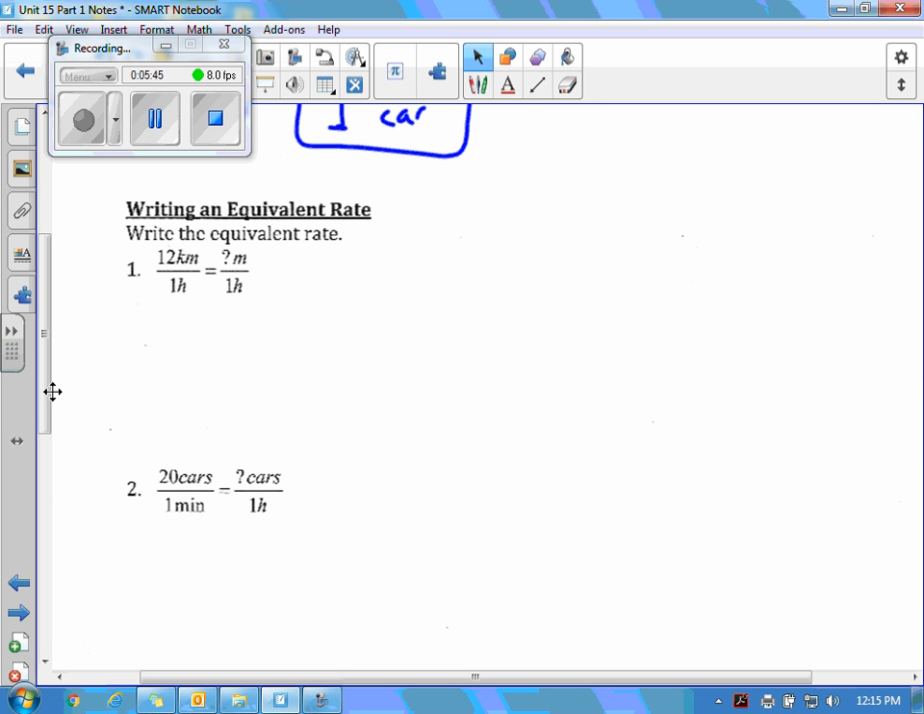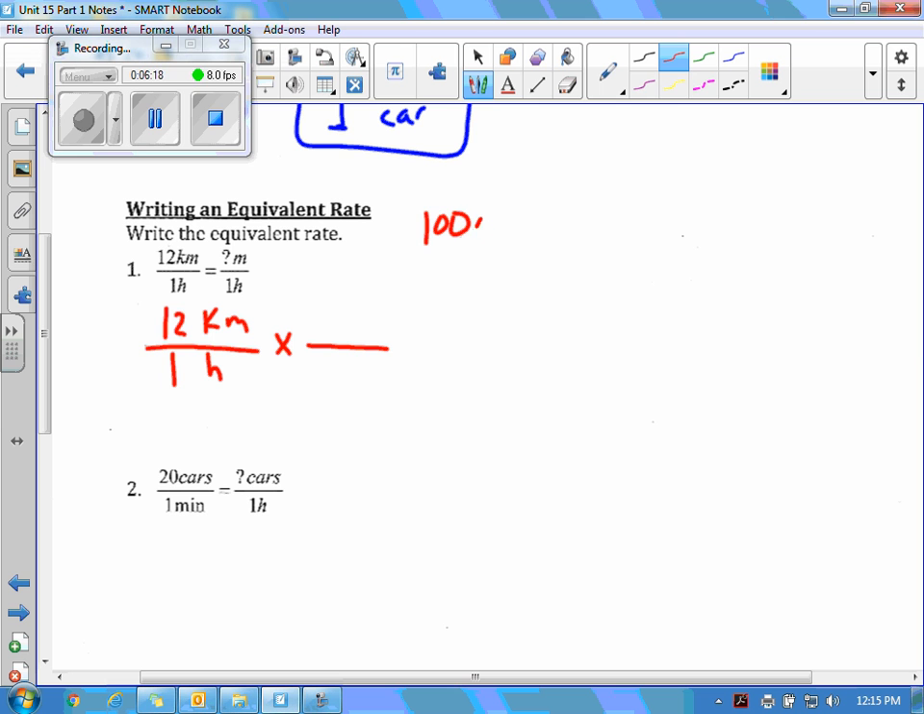Okay? So our first problem says 12 kilometers to 1 hour is equal to how many meters per 1 hour? Again, I know that you can probably figure this out pretty quickly, but please use the method that I showed you. So first thing we're going to do is rewrite that first one where we have both units of measurement in there. So 12 kilometers to 1 hour. Now I know that there's 1,000 meters in 1 kilometer. So I'm going to use a conversion rate of 1,000 meters to 1 kilometer.